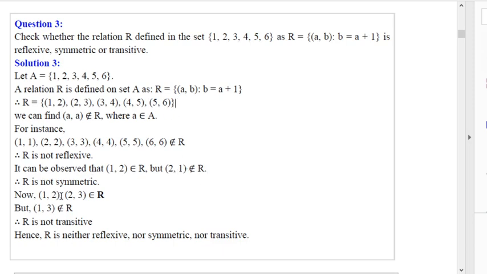Now we are talking about transitivity. (1, 2) and (2, 3): 2 cancels, and what is left is (1, 3). You see here, does (1, 3) belong? No. So R is not transitive. So if you define the relation R according to this condition, it is neither reflexive, nor symmetric, nor transitive.